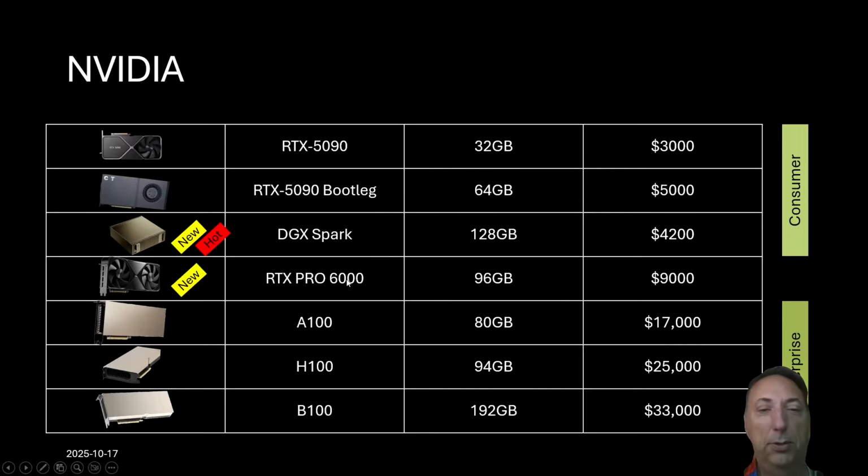So the RTX Pro 6000, it's $9,000, which is pricey for a consumer, but not totally out of reach. And of course, then the DGX Spark that just came out this past week, at 120 gigabytes, and I guess more importantly, you can gang two of these together and you can get 256 gigabytes.